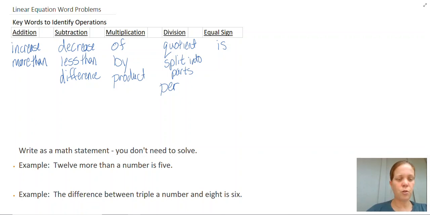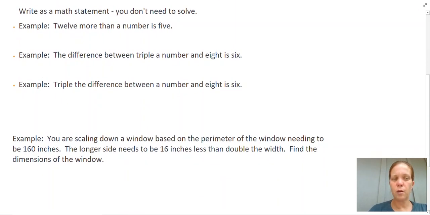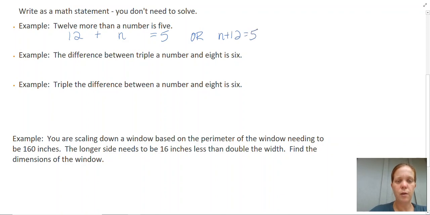So let's do some where we just have to rewrite the statement into an algebraic statement, into math symbols. So 12 more than a number is 5. So 12 more, so this is going to be plus. So I'm just going to write 12 right under. 12 plus a number, we could use any variable here. I'll just do n for number, equals 5, is 5. So 12 plus n equals 5. I'm going to put or. Sometimes it makes sense to first do n plus 12 equals 5, because it's kind of like we have this number and then it's 12 more. So sometimes we think of the number first and then add 12 to that to get 5.